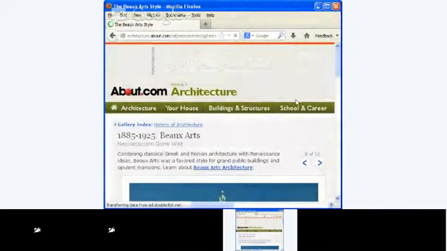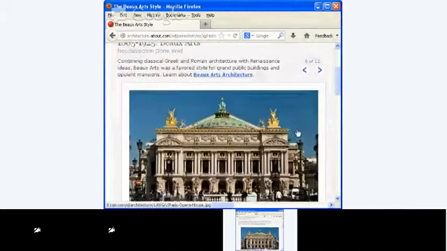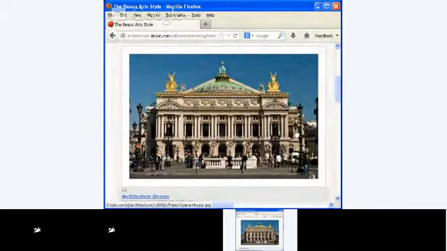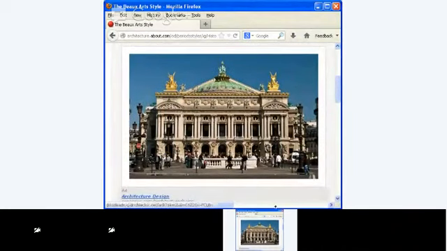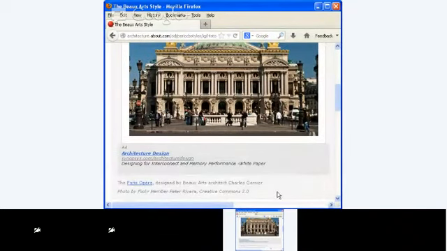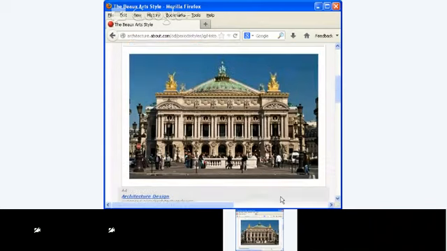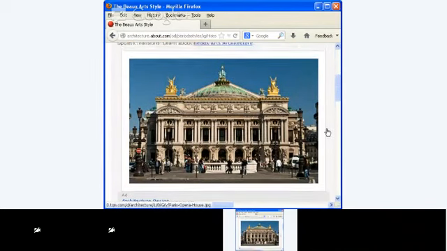Okay. Beaux, or sometimes Beaux Arts. What is this building? I don't know where this building looks familiar. Does anybody in class know this building? This looks extremely familiar, and I really feel that I should know this. Okay, this is the Paris Opera. This building is the Paris Opera in Paris, France.